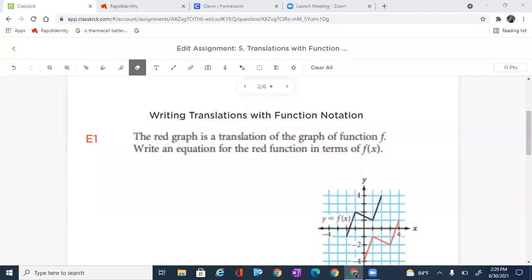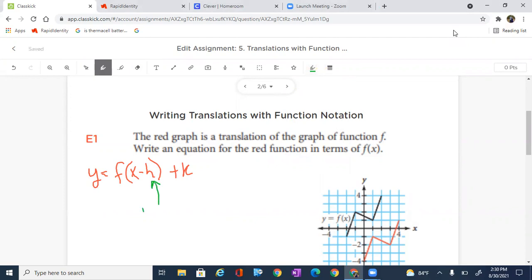All right, we're going to go ahead and focus in on writing translations of functions with function notation. Now, let's go ahead and revisit the idea that function notation is simple. We just write it as y equals f of (x minus h) plus k. Something that we need to pay close attention to, especially as we are looking at other activities, is that h is going to be the horizontal translation, and k is going to be the vertical translation. And so that's how that is going to pretty much work.